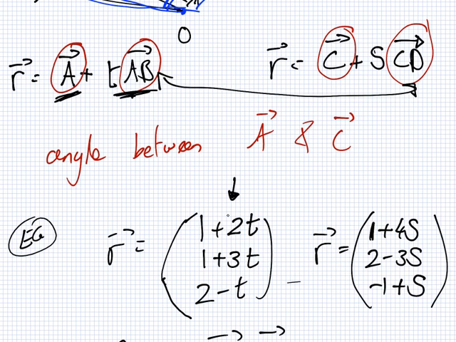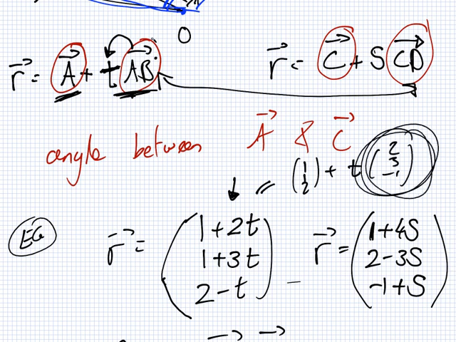Just tell me the numbers. 2, 3. The AB is what is attached to the T. That doesn't look like a T. Yeah, but you could use anything, like I could use F. Yes, like I did here. So this here is 1, 1, 2 plus T times 2, 3, minus 1. So that is that.